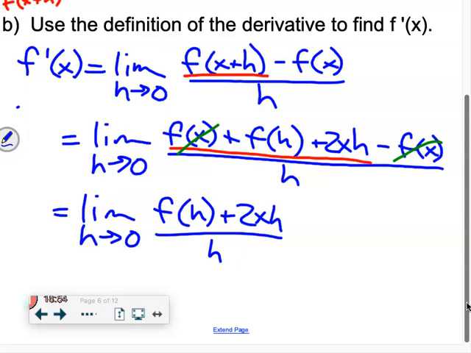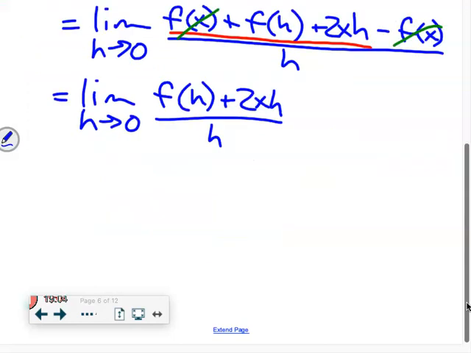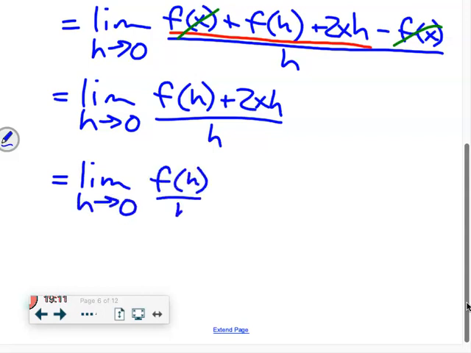Because we are given the limit of f of h over h, but we're not given the limit of f of h plus 2xh over h. What do we have to do? We have to split it. Very good. I love those words. So the limit of the sum is the sum of the limits. You just split it up, just common denominator, right? So you just split it up.